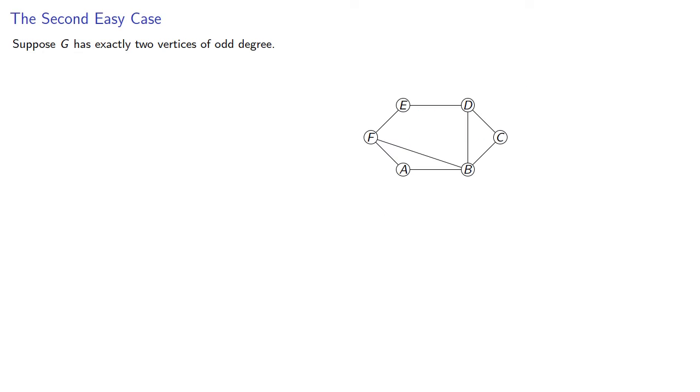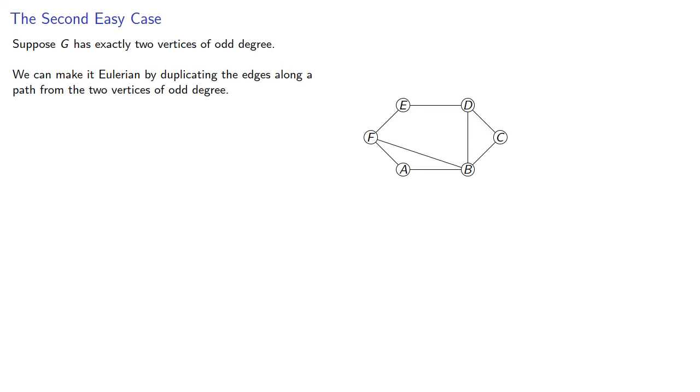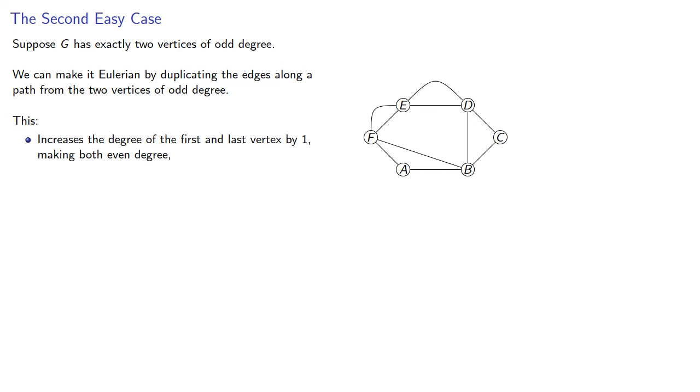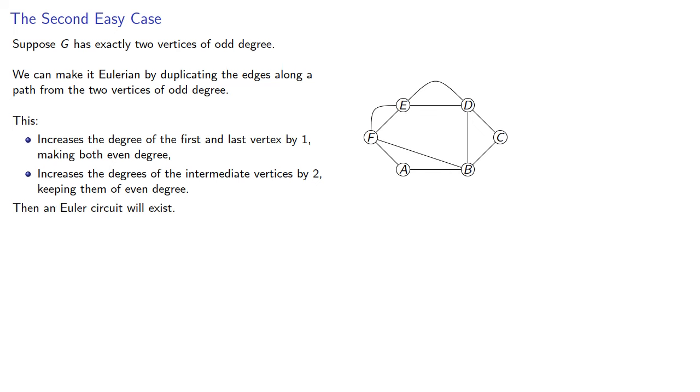So suppose G has exactly two vertices of odd degree. We can make it Eulerian by duplicating the edges along a path between the two vertices of odd degree. This increases the degree of the first and last vertex by one, making both even degree, and increases the degrees of the intermediate vertices by two, keeping them of even degree. Then an Euler circuit will exist.